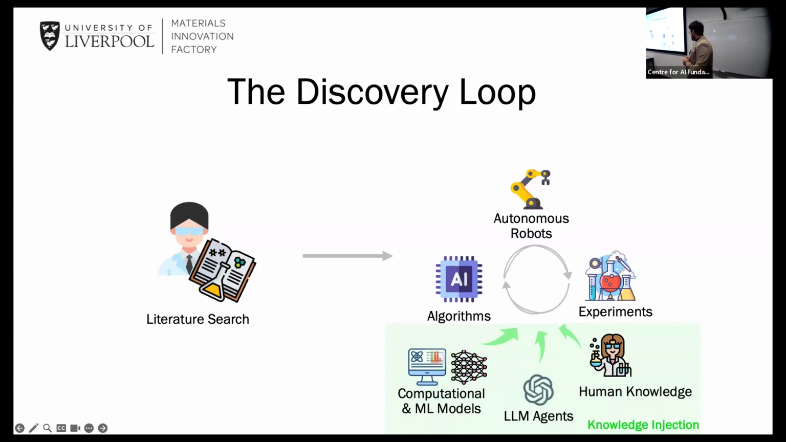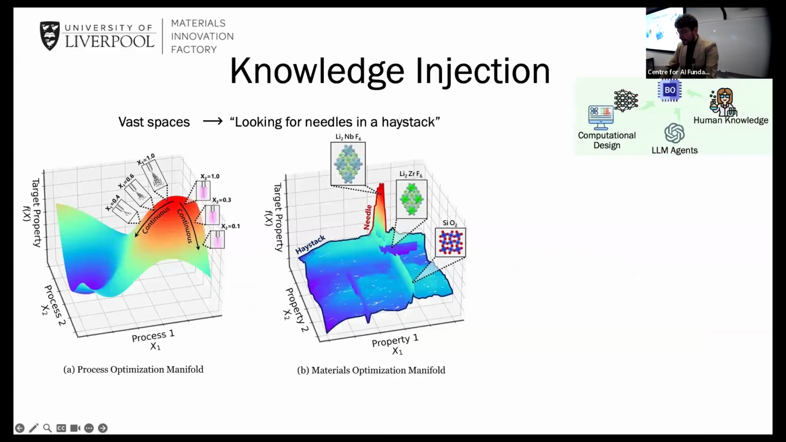And we need to inject knowledge, whether that is from the literature through LLMs, from human experiential knowledge by chemists, or even computational simulation models that can hopefully smooth out these irregularities in the optimization landscape.